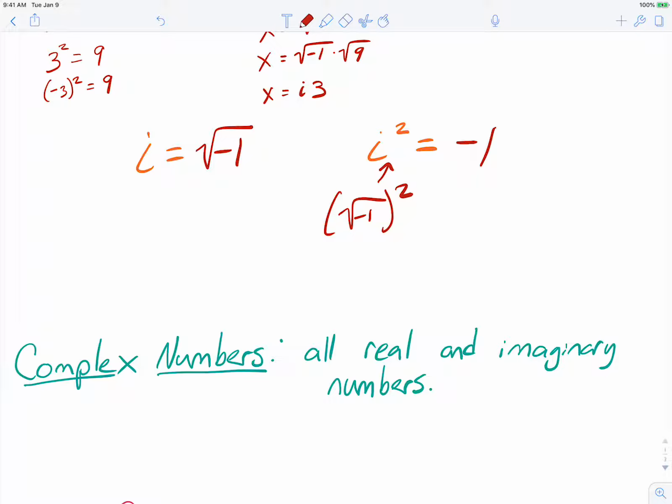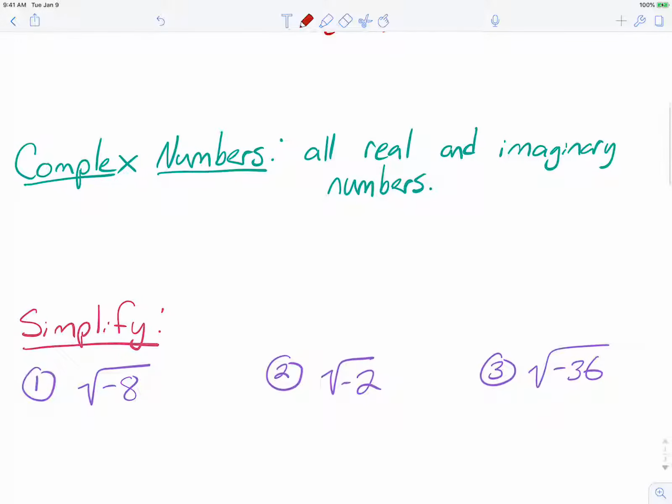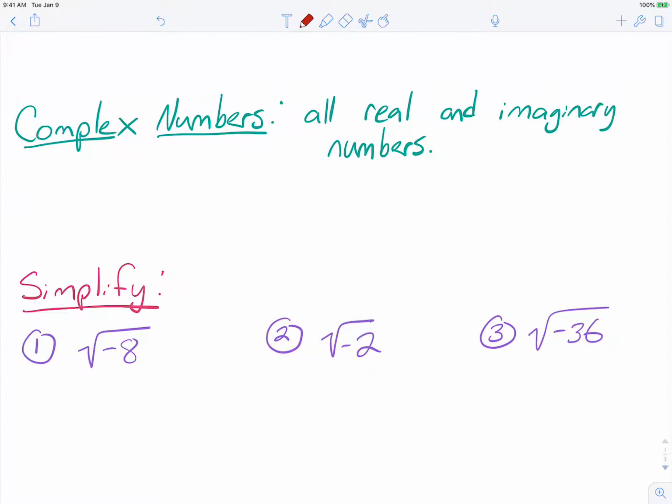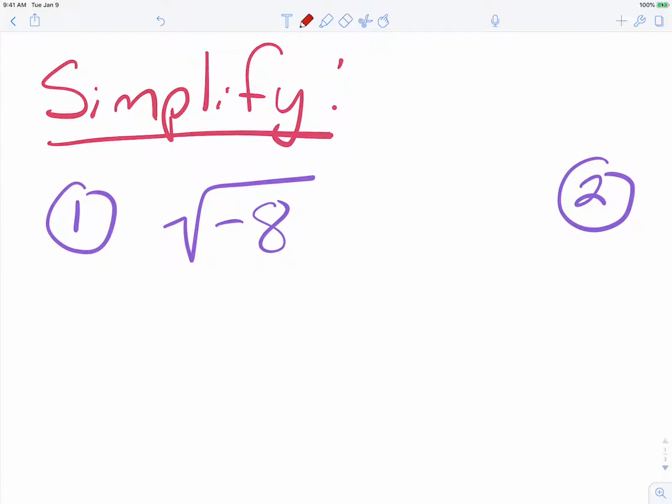So what we're dealing with when finding solutions with the quadratic formula, when we have imaginary numbers, is complex numbers. So we have all complex numbers, made of all real numbers and all of the imaginary numbers. So we're going to do some simplifying and then a little bit of solving right now. So let's simplify first the square root of negative 8.